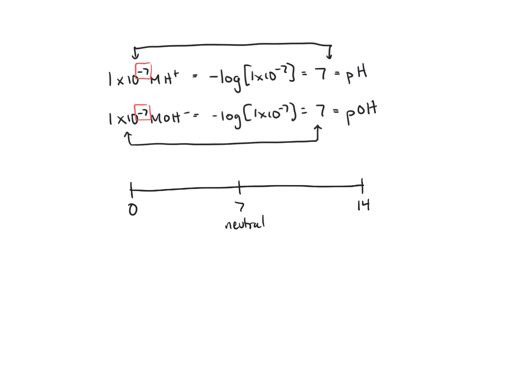Okay, so when we have 1 times 10 to the negative 7th molar H plus, that's neutral. Now if I come this direction, that's going to be considered acidic. And if I go this direction, that's going to be considered basic. So this is acidic, and this is basic.